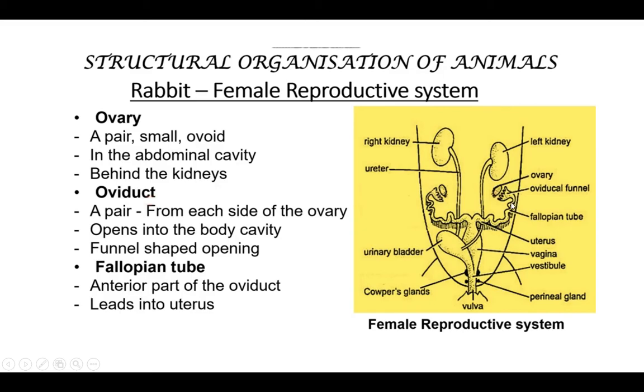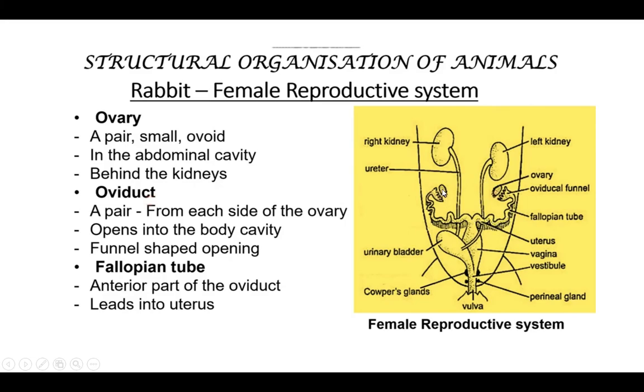This is the fallopian tube. The anterior part, this is the oviduct. Oviduct means a tube-like structure is there, no? The anterior part of the oviduct leads to the uterus. And what about the fallopian tube? The anterior part of the oviduct is the fallopian tube and that leads to the uterus. You can see the uterus here.